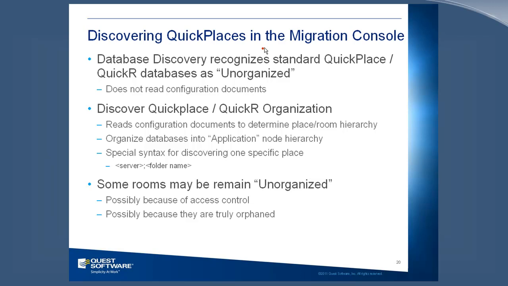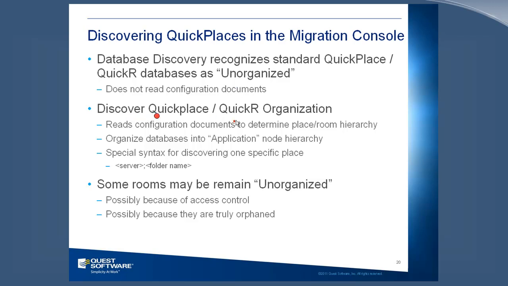So the first thing you want to do is discover what's in these QuickPlaces. And so when you do the basic database discovery, we might recognize that it's a QuickPlace or QuickR database, but we haven't really figured out how they're organized. So when you do the database discovery, we're just looking at it like it's a normal database. We're not trying to read the configuration documents and figure out which database is a subroom of some other database and so on. So we have a separate discovery process that does that.